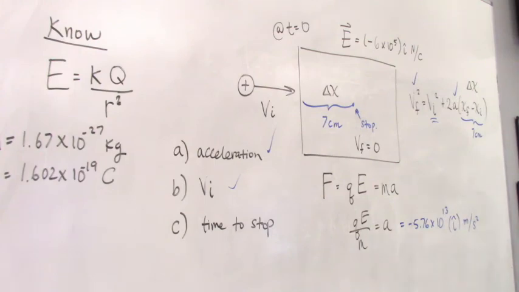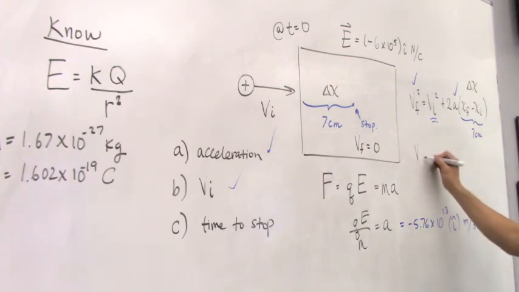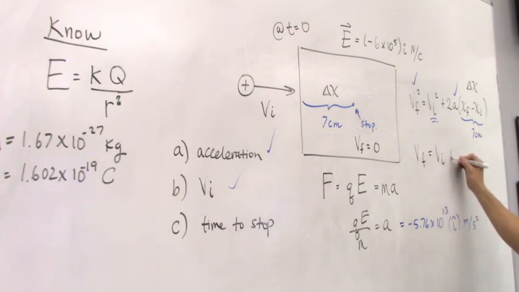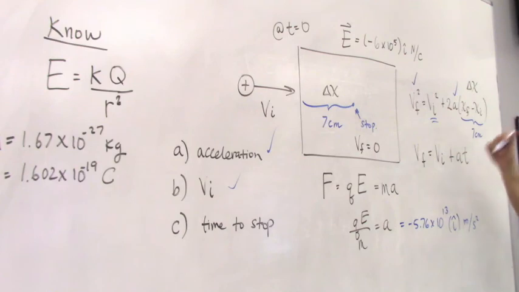Time to stop. What's the last tool that we need to use? What's the last kinematics equation that we know of? Well, it's going to be V final equals V initial plus at. Again, we know V final. We just calculated V initial if you did the steps. We know a. And again, just an algebra step, solve for t. Cool? So this is just purely using kinematics equations.